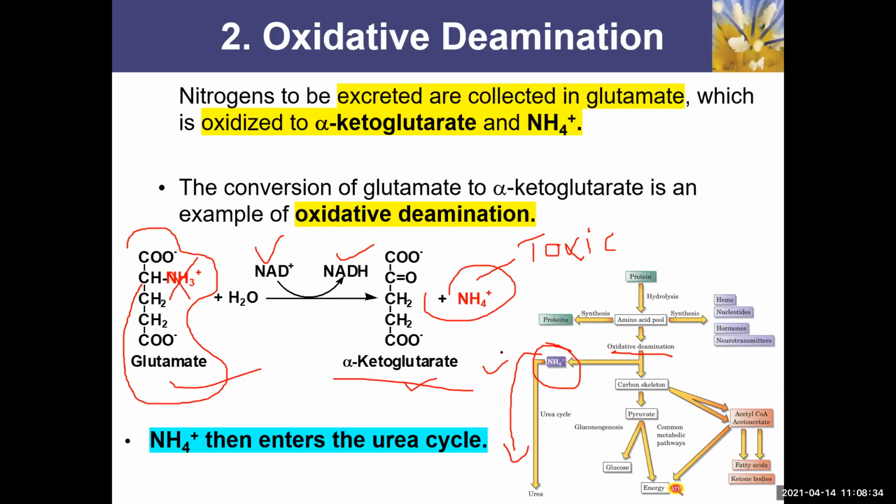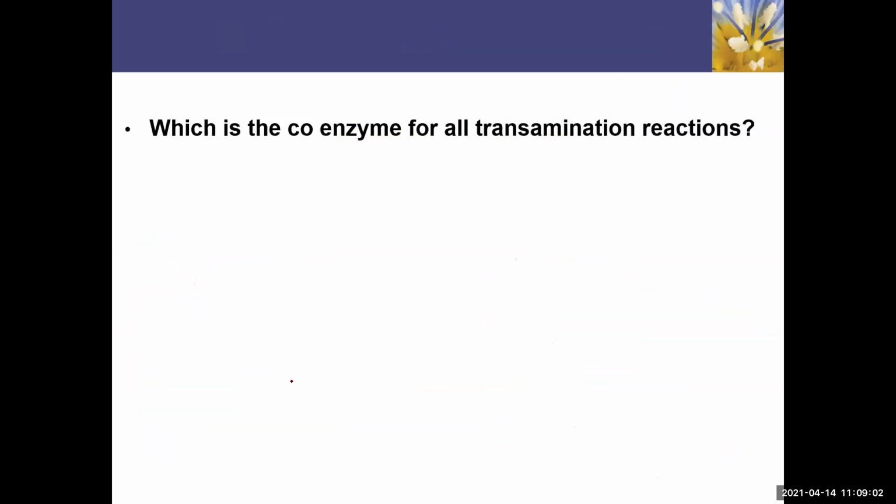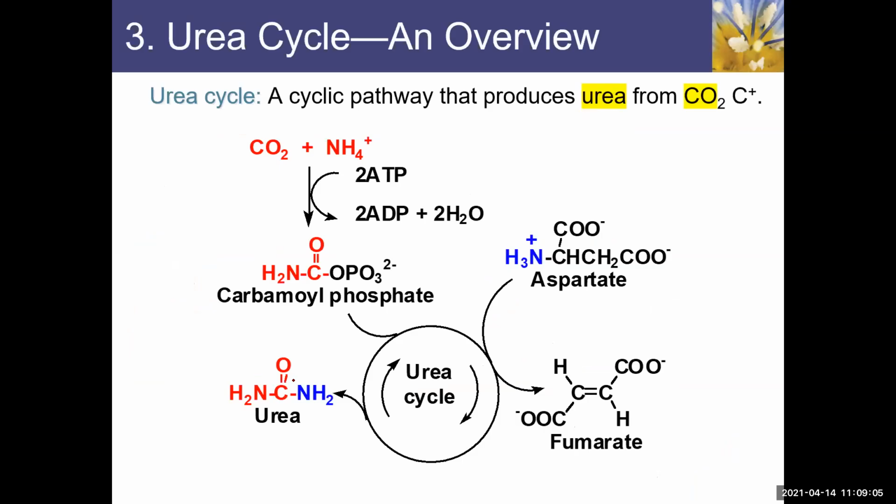Ammonia is highly toxic and should be converted into urea as quickly as possible, right? Because once it's released in the blood, it's quickly taken to the kidneys. Kidneys will filter this and will excrete it with the urine. So this ammonia will enter into the urea cycle. So our next topic is the urea cycle. Should I start with the urea cycle? Everybody, did you all understand transamination, deamination?